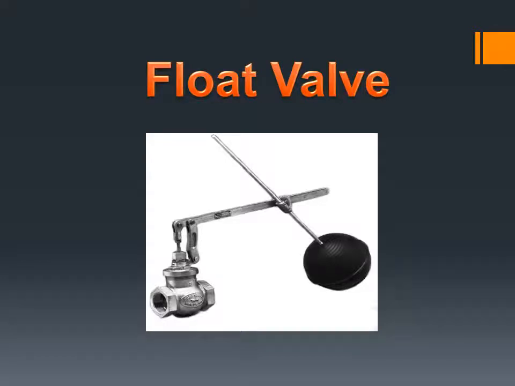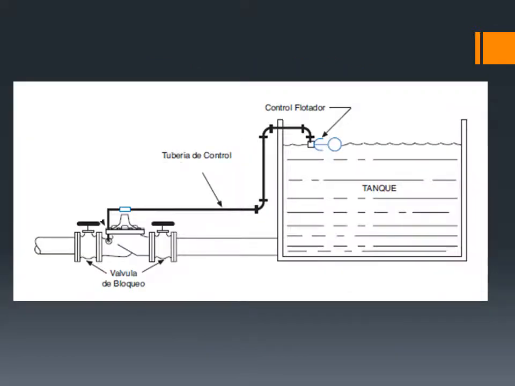Float valve. The basic function of a float valve for deposits is to regulate the water level within them, reducing the input volume as the level rises, and completely closing the entrance when it reaches the maximum desired level. By contrast, it allows new entries when the level drops as a result of consumption.